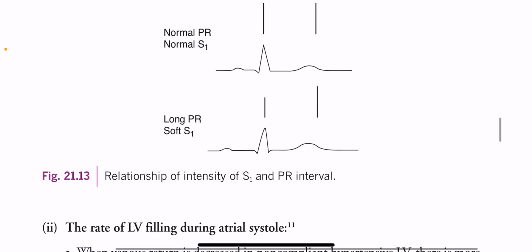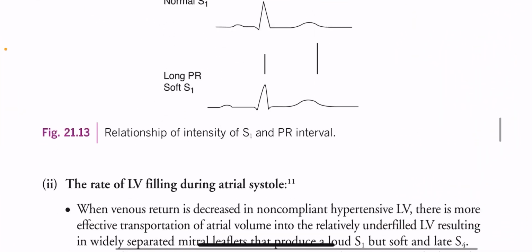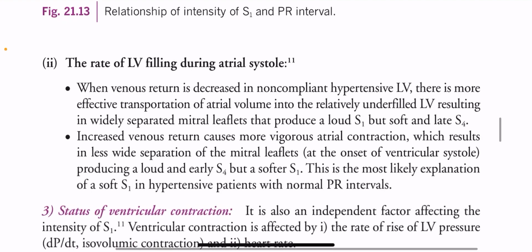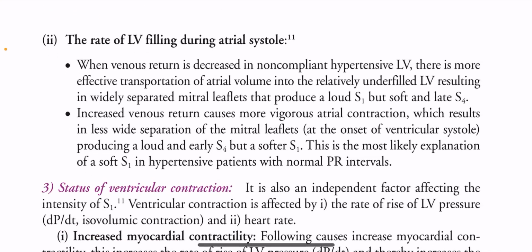Relationship of intensity of S1 and PR interval. The rate of LV filling during atrial systole. When venous return is decreased in non-compliant hypertensive LV, there is more effective transportation of atrial volume into the relatively underfilled LV, resulting in widely separated mitral leaflets that produce a loud first heart sound but soft and late S4. Increased venous return causes more vigorous atrial contraction, which results in less wide separation of the mitral leaflets at the onset of ventricular systole, producing a loud and early S4 but a softer S1. This is the most likely explanation of a soft first heart sound in hypertensive patients with normal PR intervals.